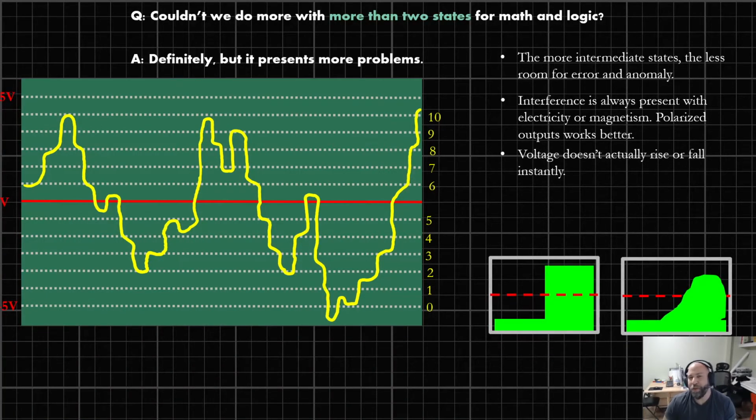Additionally, voltage does not rise or fall instantly. We've spent a lot of time looking at wonderfully produced square waves, but when we have different components within our electrical circuitry, we don't see these straight 90-degree jumps that go up and then fall off.